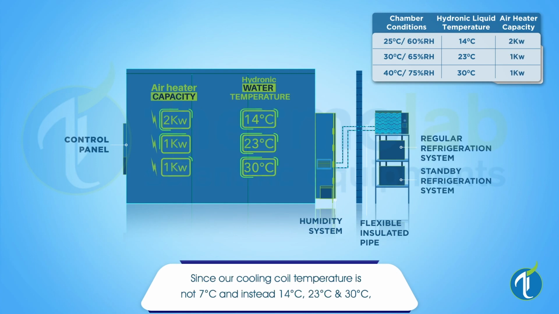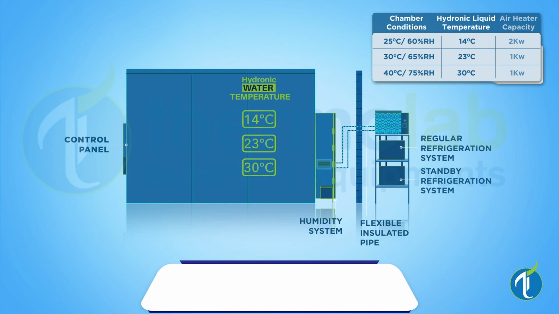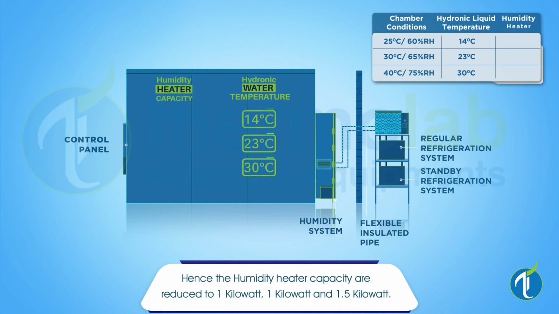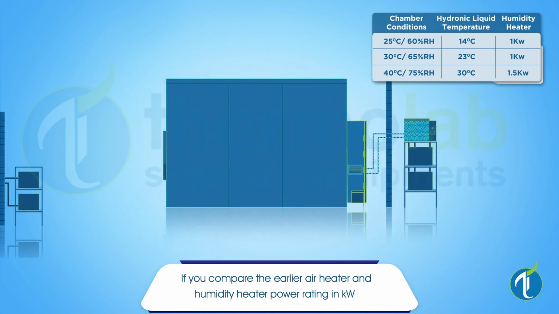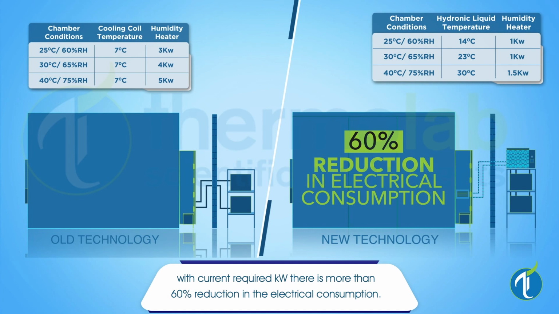Since our cooling coil temperature is not 7 degrees Celsius and instead 14 degrees, 23 degrees and 30 degrees Celsius, there isn't much dehumidification and there is no need to inject more humidity inside the chamber. Hence, the humidity heater capacity are reduced to 1 kilowatt, 1 kilowatt, and 1.5 kilowatt. If you compare the earlier air heater and humidity heater power rating in kilowatts with current required kilowatts, there is more than 60% reduction in the electrical consumption.